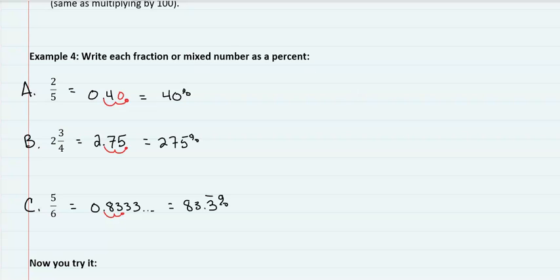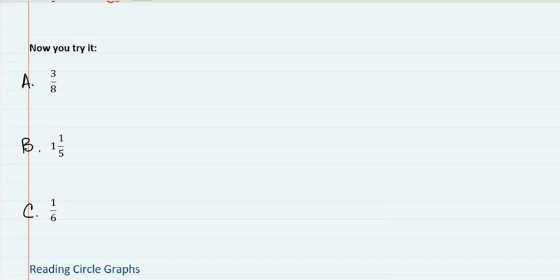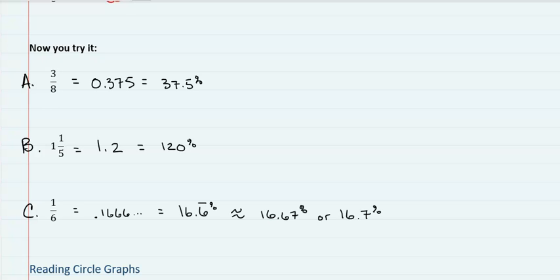All right, so the next part is we're going to look at the ones for you to try. So pause the video, give these a shot, and come back and check your answers. Okay, so the first one just becomes 37.5%. The second one, 120%, because you get 1.2, move the decimal place over 2 places. And the last one is 0.16666 repeating, so you get 16.6%.